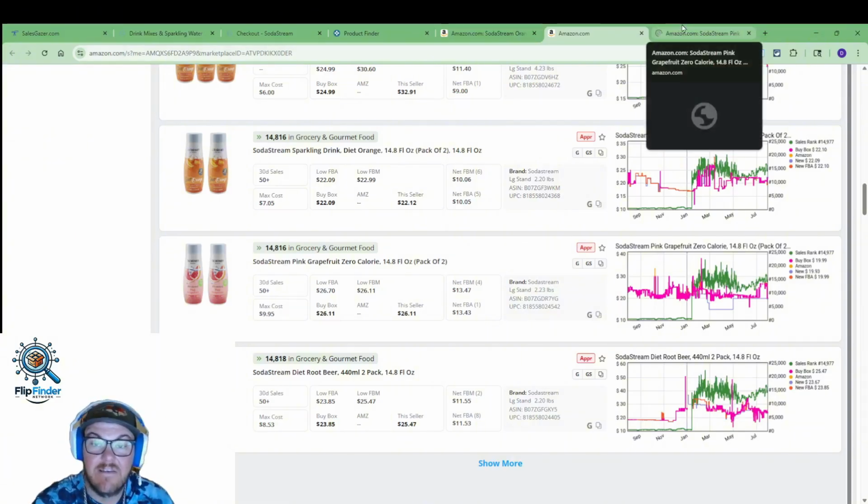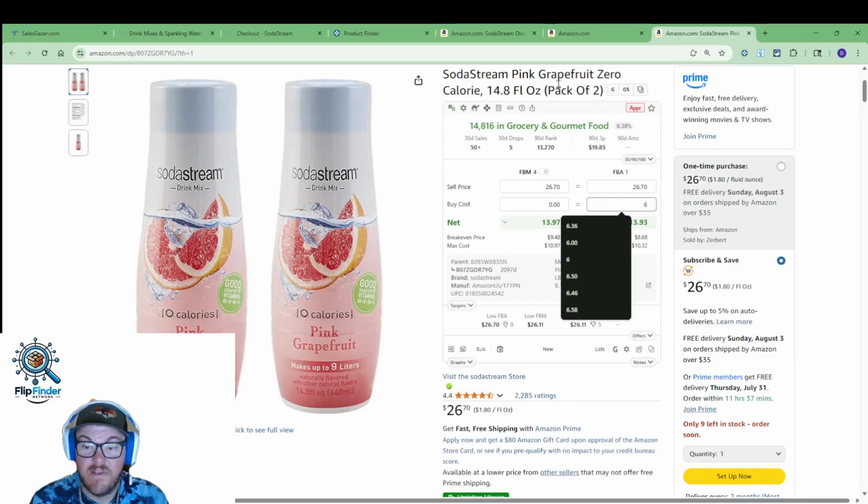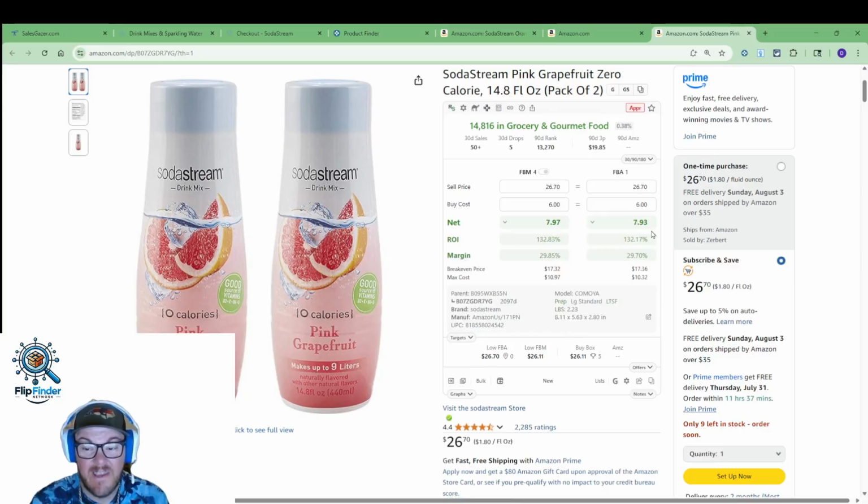Let's open this one up and take a look at the data. If we put in our buy cost here of $6, we can see at a $26.70 sales price, we're making almost $8 per sale and 132% ROI. Those are extremely good numbers, and this is a really good rank for this product. 14,800 in grocery is a very fast selling product. If you are a beginner, you probably want to stick to under 100,000 in the grocery and gourmet food category specifically.